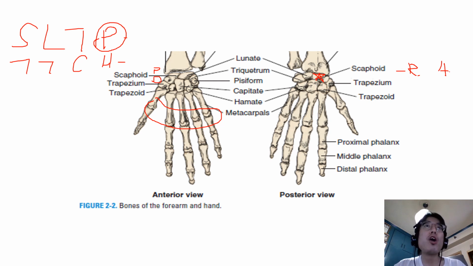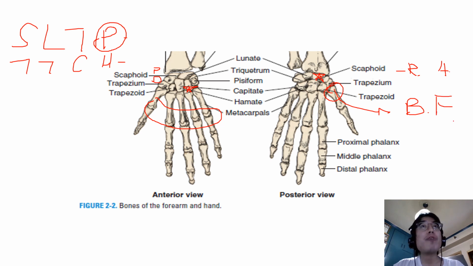A fracture of the hamate, on the other hand, may injure the ulnar nerve and the ulnar artery because the ulnar nerve and ulnar artery are near the hook of the hamate. Bennett's fracture is another kind of fracture. It is a fracture of the base of the metacarpal of the thumb. So this is the location of Bennett's fracture.